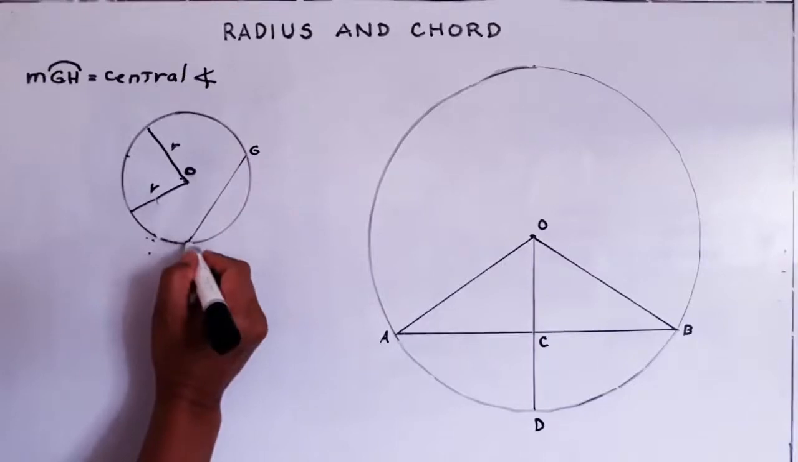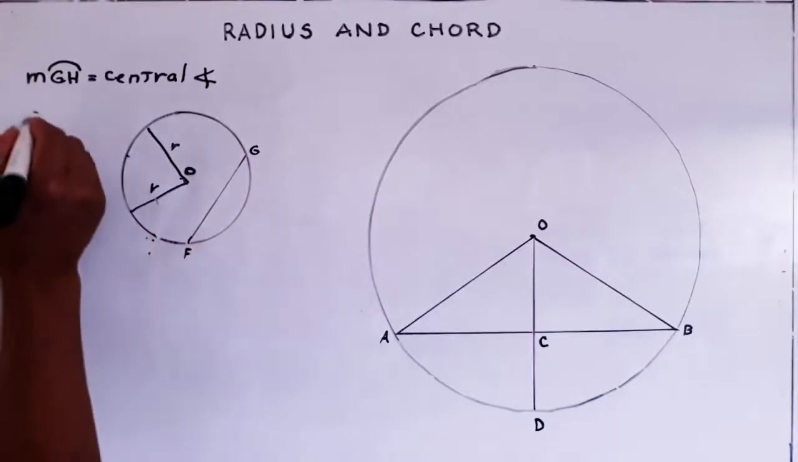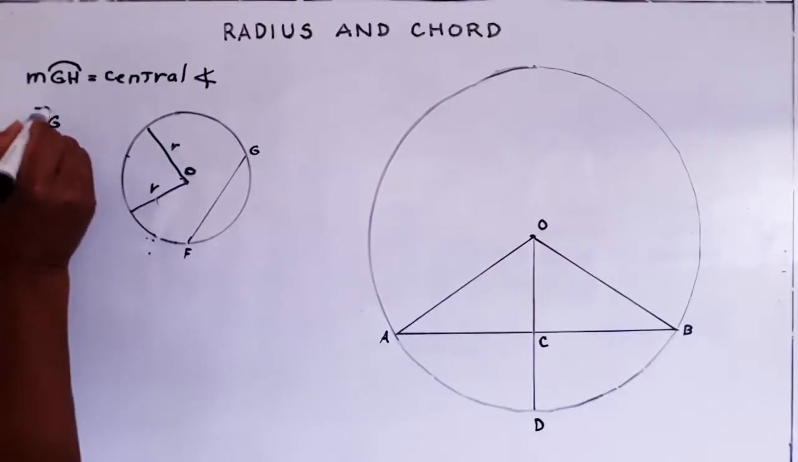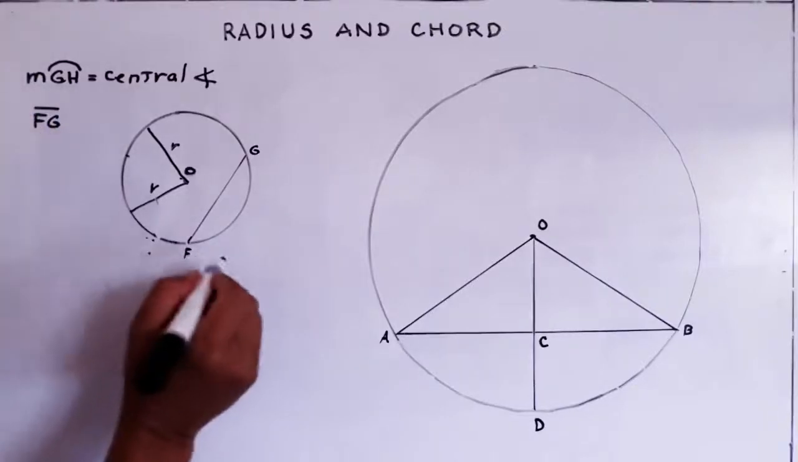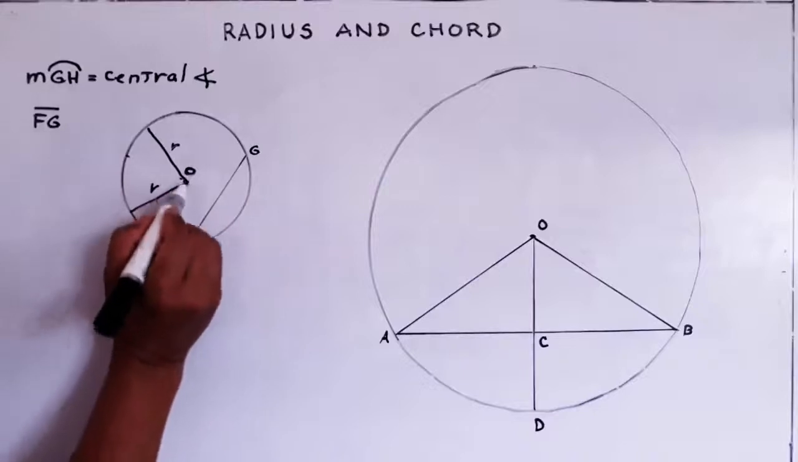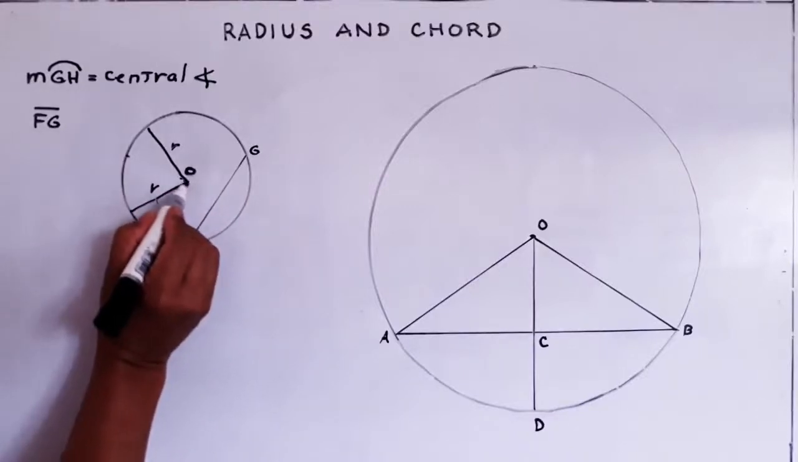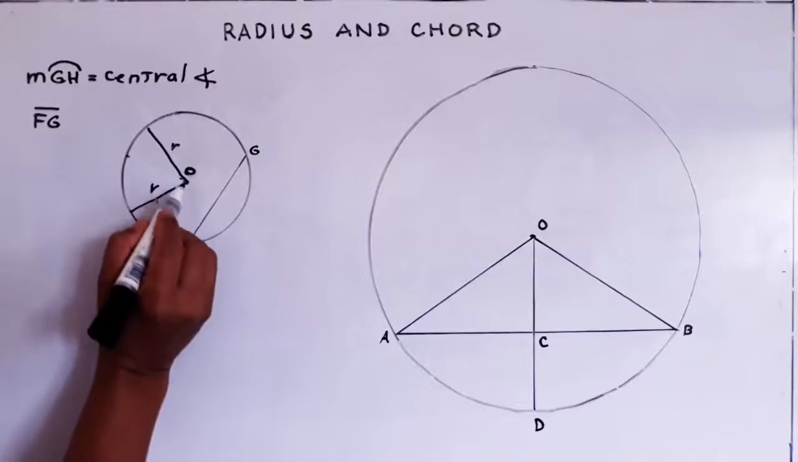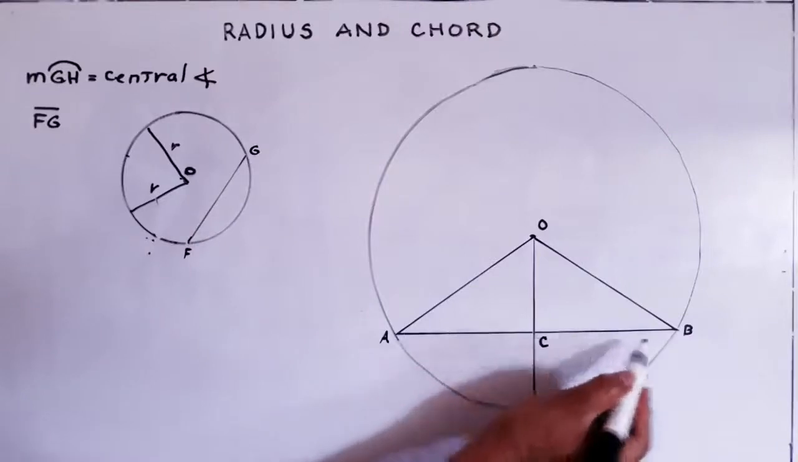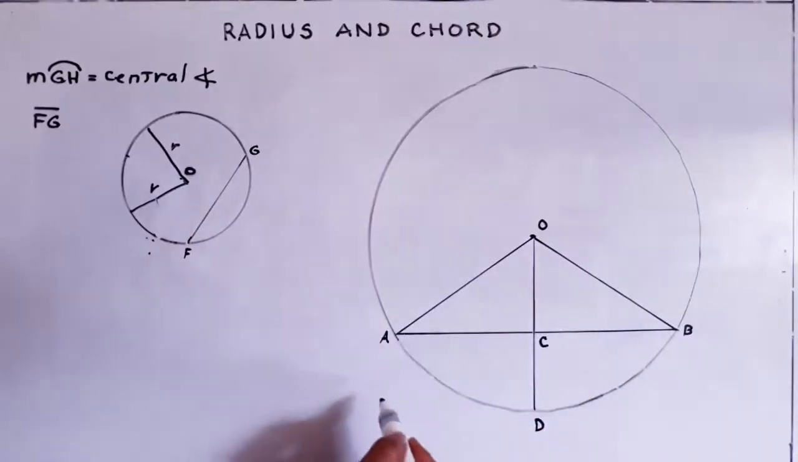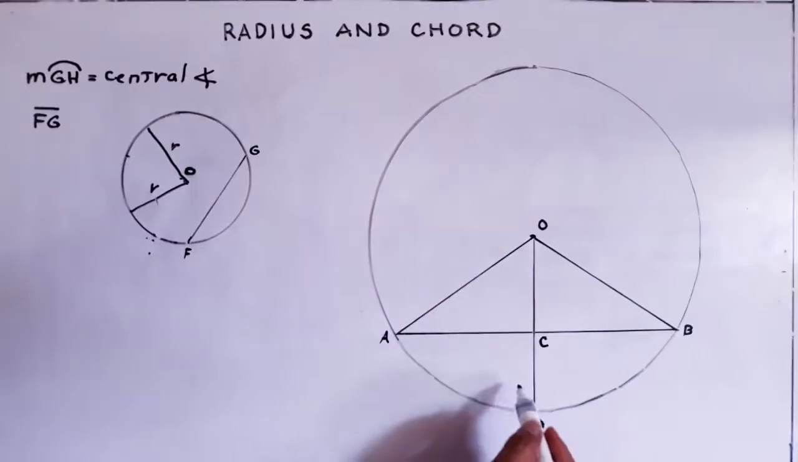And we have a chord here, chord FG. We have a chord FG, written as FG with a line above it, the symbol for line segment, no double arrows there. There's a theorem that if the radius is perpendicular to the chord, then this radius bisects our chord into two equal parts. Bisect means two equal parts.